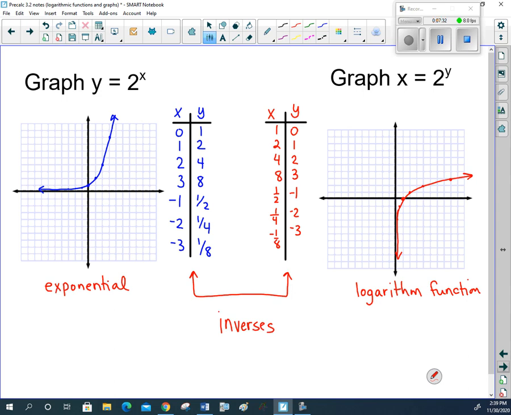So what happens when they're inverses of each other? Well, remember when we're solving algebraically for inverses, we switch the x's and the y's, and that's what I did on the right-hand side. I just switched the x letter and the y letter. I didn't solve for anything though, I just switched the letters. You can see from our table that when we do that, the x and the y values switch, the domain and the range switch. So we got the graph on the left-hand side here, that's our exponential. We got the graph on the right-hand side, which is our logarithm function.